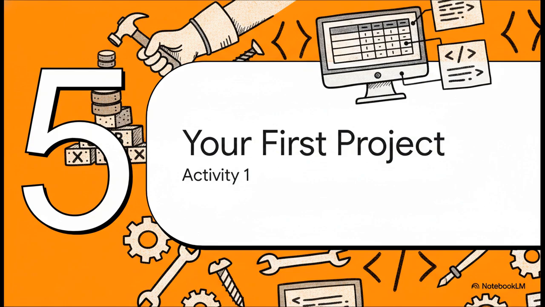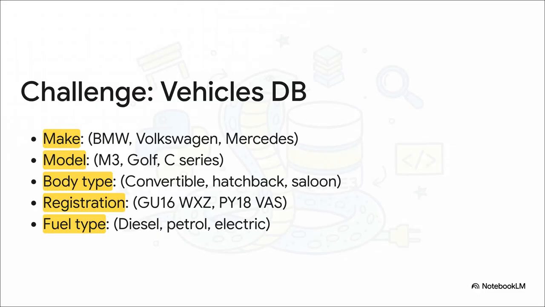Now that you've seen exactly how it's done, it's your turn. Honestly, the absolute best way to make this stuff stick is to get your hands dirty and build something yourself. So here's a little mission for you. Using the exact same ideas we just went over, I want you to create a brand new database called Vehicles. Your table should have columns for things like the make, the model, the body type, registration, and fuel type. Go ahead and try adding a few of your favorite cars to it.